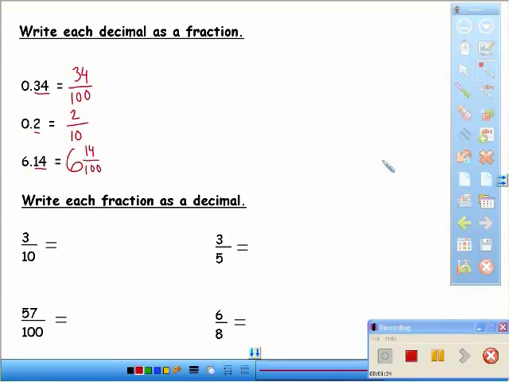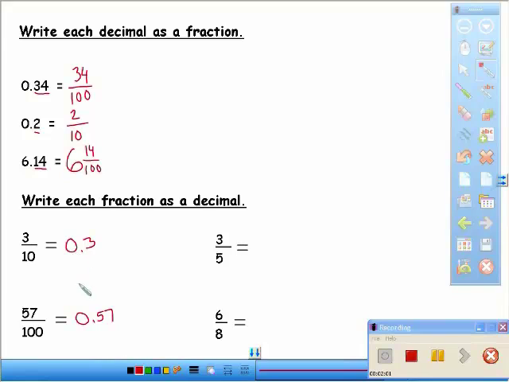And if you want to go backwards, it's kind of the same type of thing. 3 tenths, okay, you have to put 3 in the tenths place, so 0.3. What about this one, 57 hundredths? Well, we're just going to put 57 out to the hundredths place, 0.57.